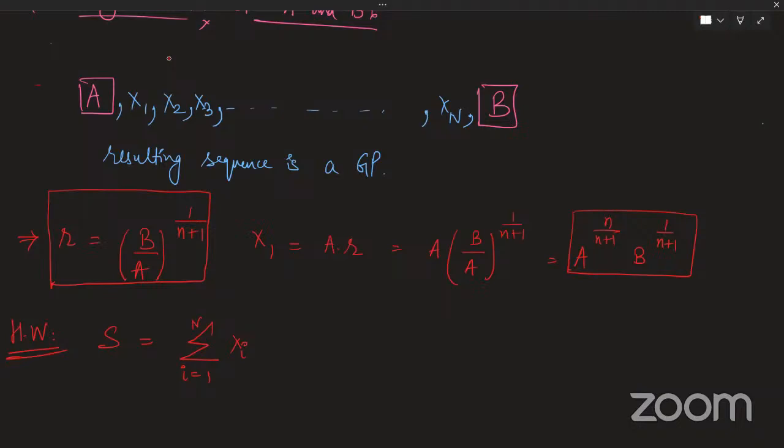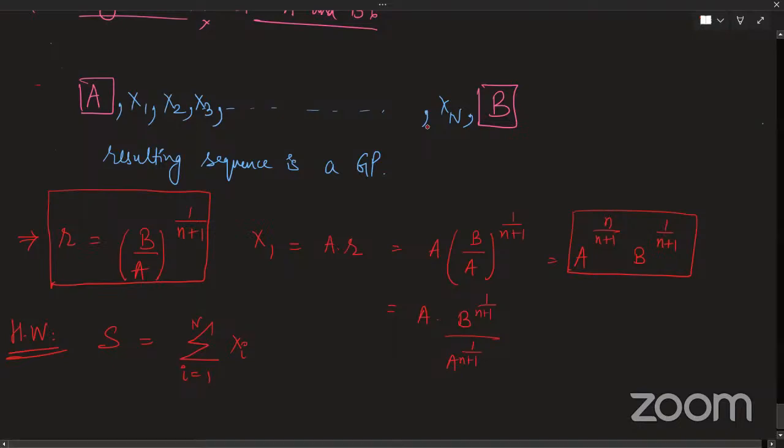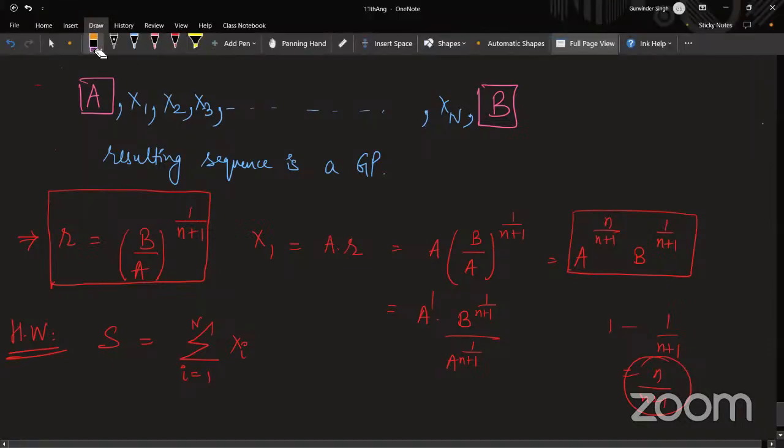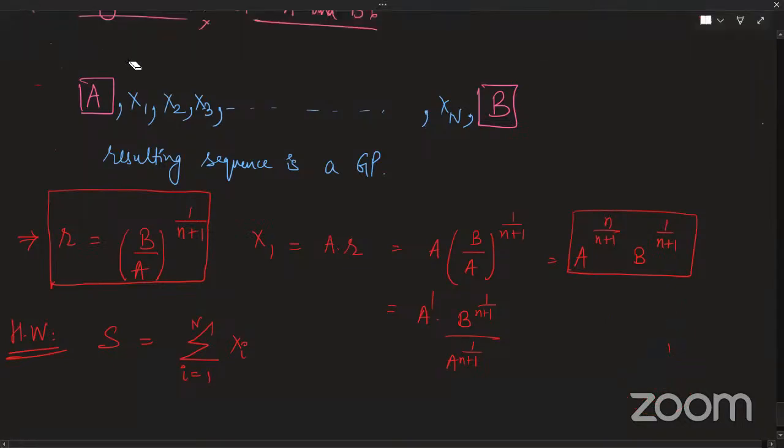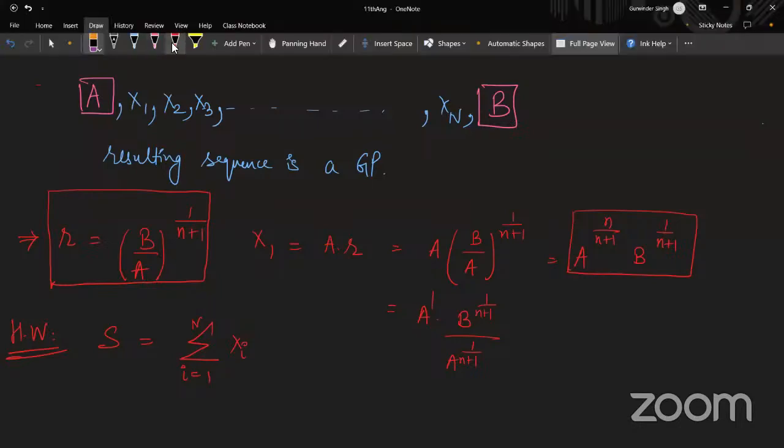Can I say a power n by n plus 1? See, like we have a here, right? So I substituted this 1 by n plus 1. So it is a into b raised to 1 by n plus 1 divided by a raised to 1 by n plus 1, right? I am substituting the powers. So a is raised to 1 minus 1 by n plus 1. So it is n by n plus 1. Fine. Okay, so this is your homework.